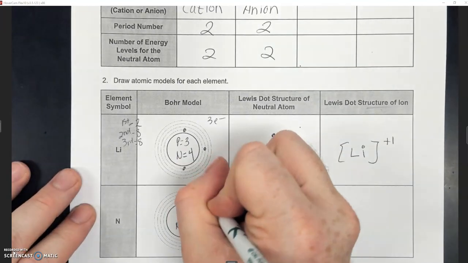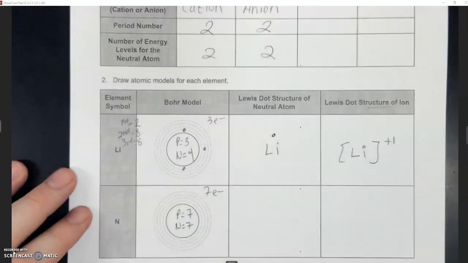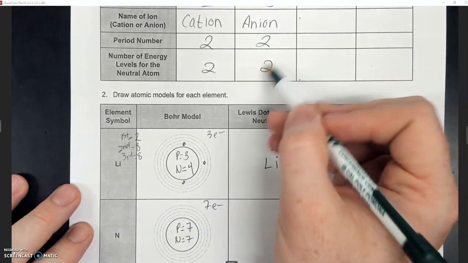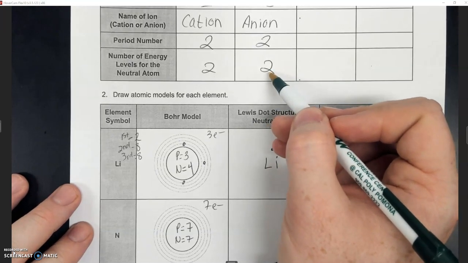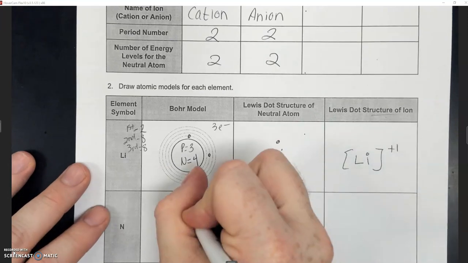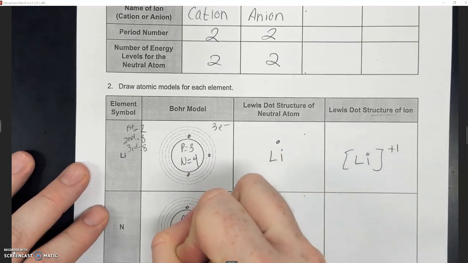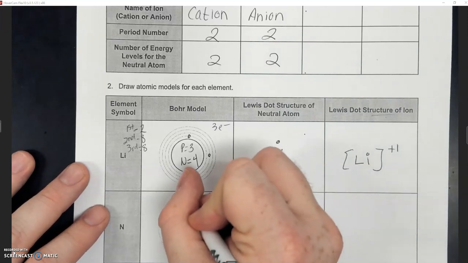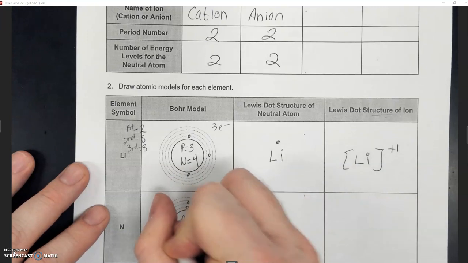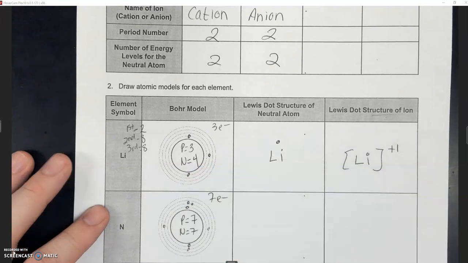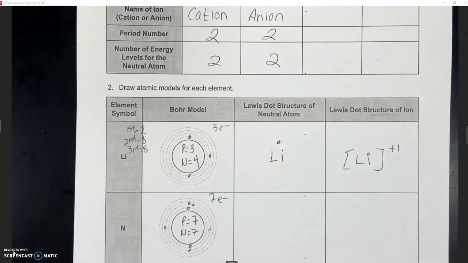If P is 7, that means it has 7 total electrons. 5 of those electrons need to end up in the last energy level, and I can only use 2 rings for nitrogen. So 2 of those electrons are going to go in the first ring. That fills that ring because the first can only have 2. And that means I need 5 more in the second ring. 1, 2, 3, 4, 5. And that's it.